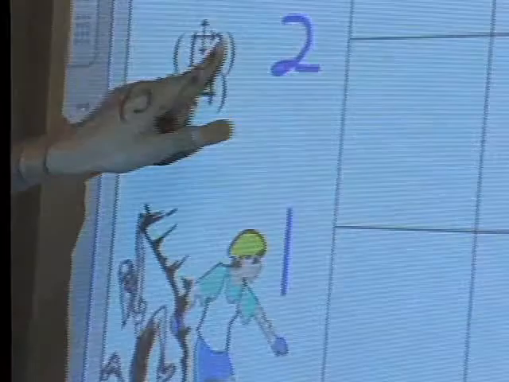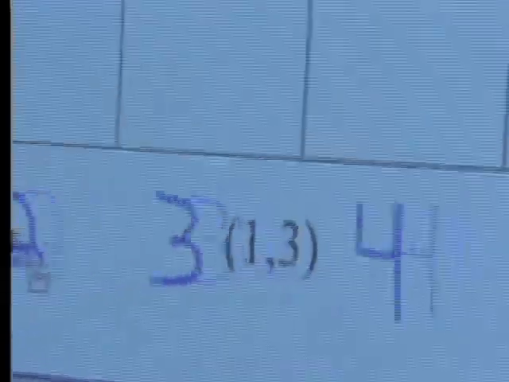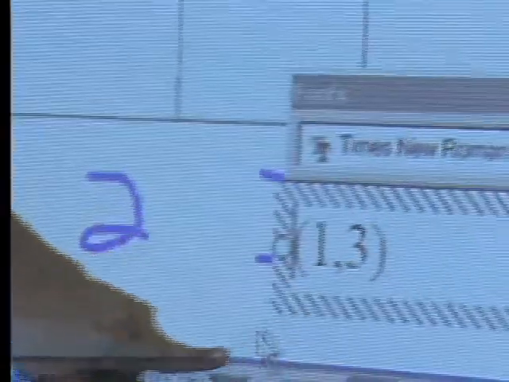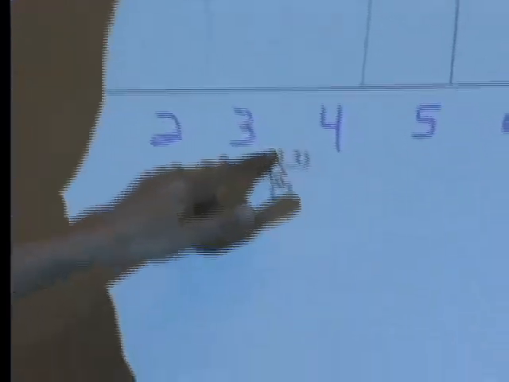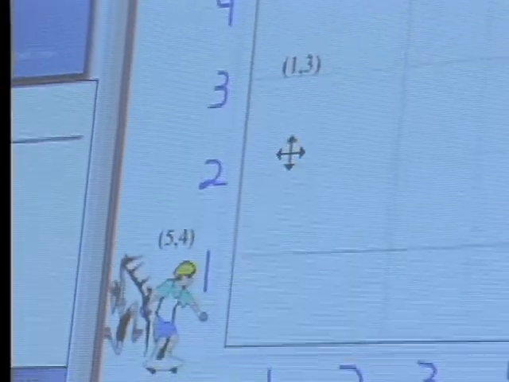What I'm gonna do is I'm gonna slide 3. I'm gonna slide 1. What's happening? I'm gonna slide 1, then I'm gonna climb 3. Here. Good enough.